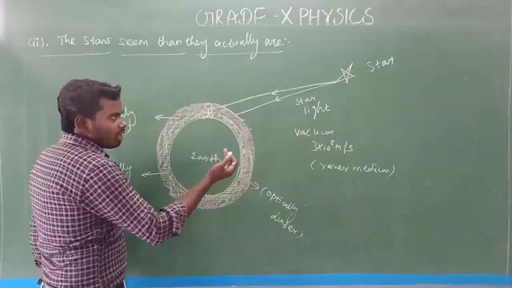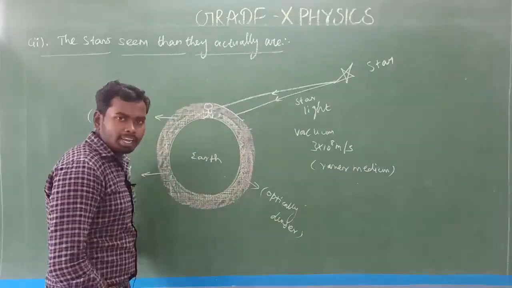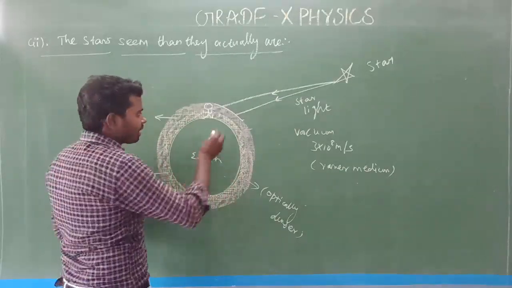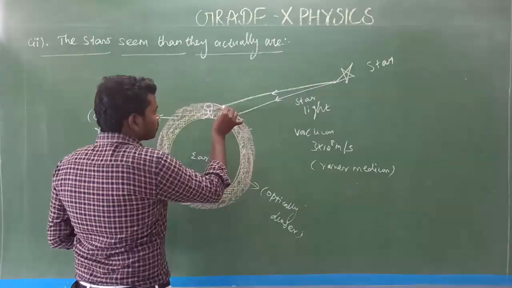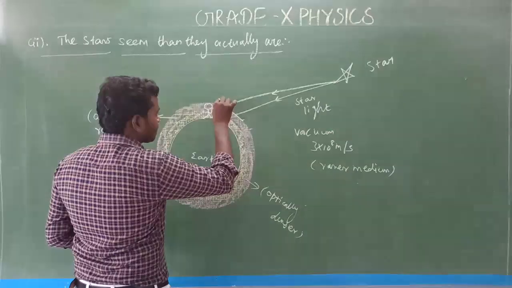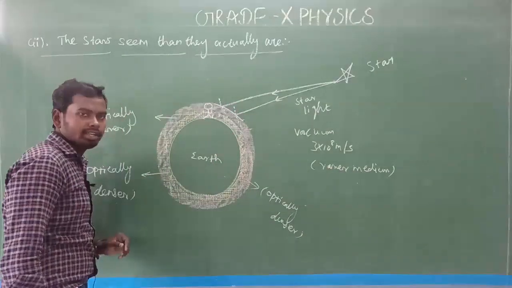So when the starlight enters from vacuum into atmosphere, the speed of the starlight decreases, due to which the light will bend like this. So this is the incident ray, this is the point of incidence. Draw the normal like this. Can you see clearly? Yes.